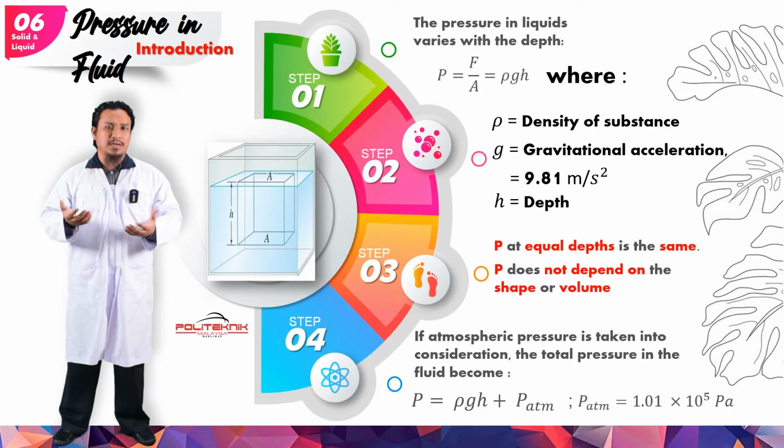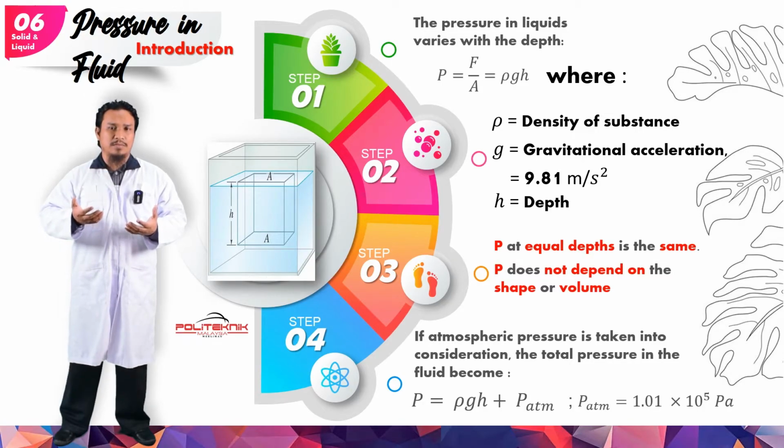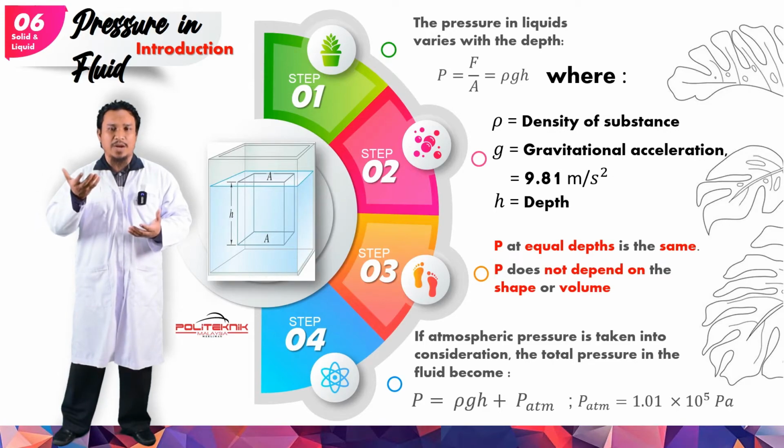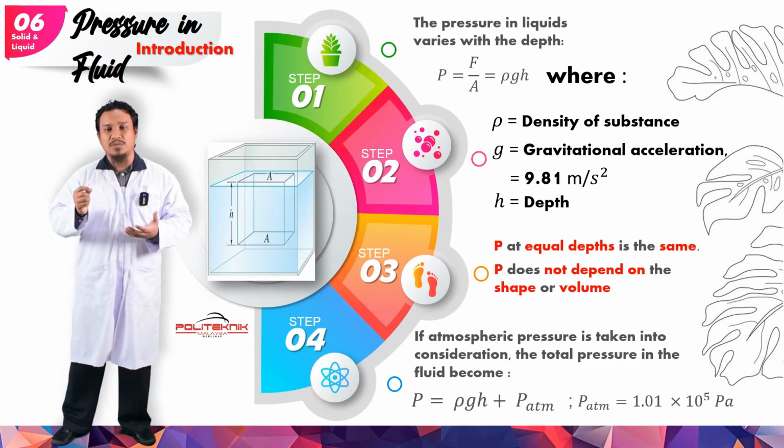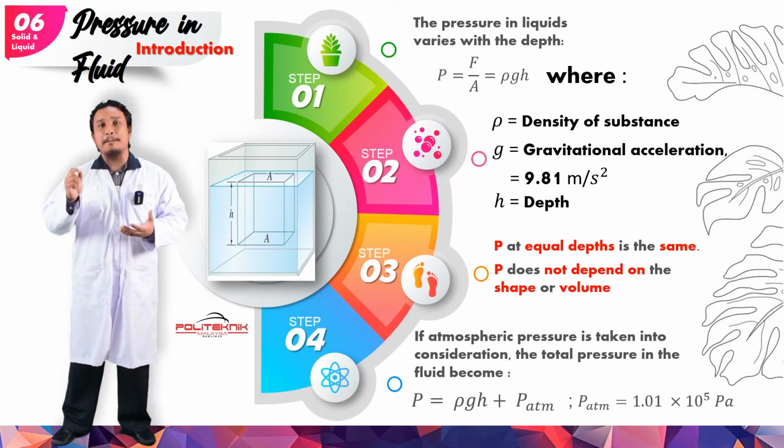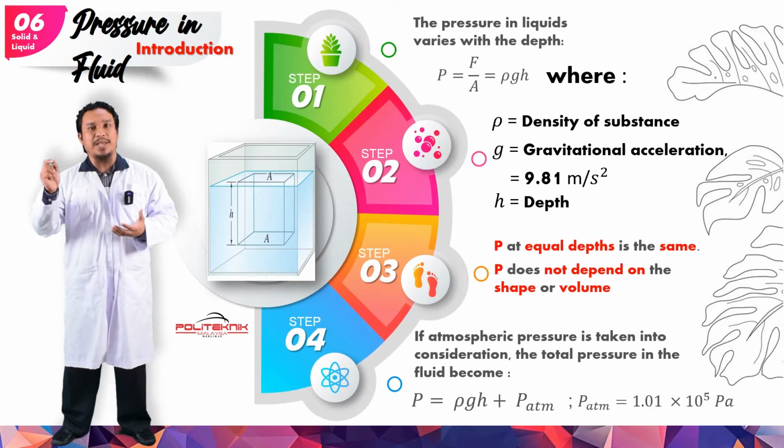Okay, usually if you have atmospheric pressure taken into consideration, the total pressure in the fluid becomes, the formula becomes pressure equals to rho GH plus the pressure of atmosphere, P ATM, where P ATM equals to 1.01 times 10 to the power of 5 Pascal.